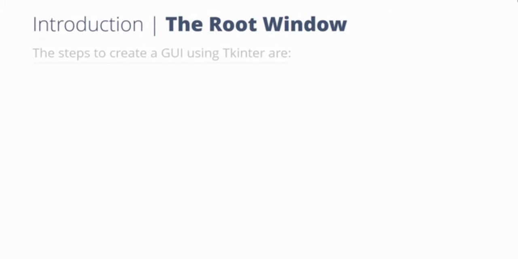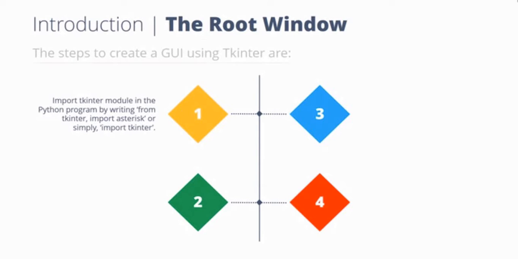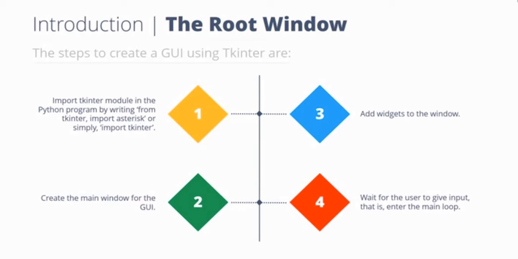The steps to create a GUI using Tkinter are: import the Tkinter module into the Python program by writing from tkinter import *, or simply import tkinter. Create the main window for the GUI. Add widgets to the window. Wait for the user to give input, that is, enter the main loop.